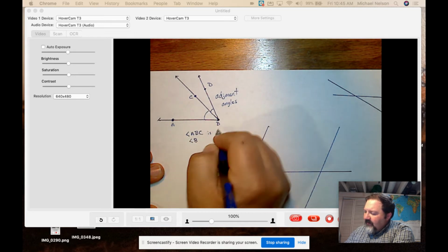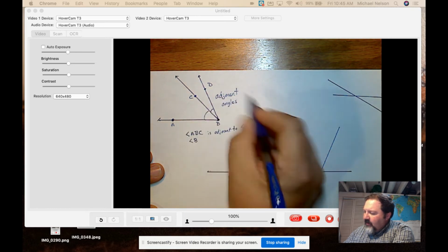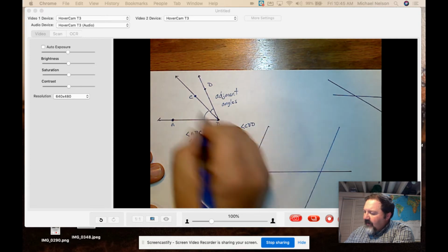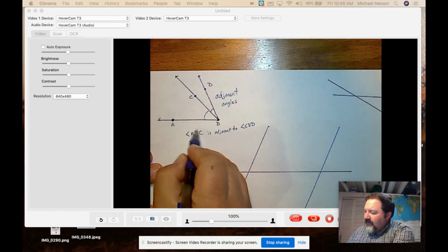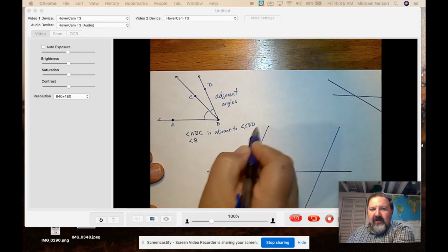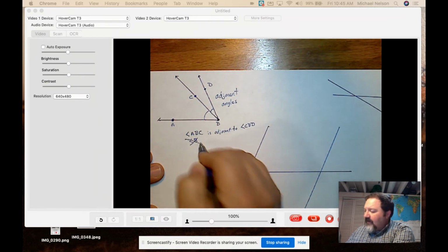So angle ABC is adjacent to angle CBD. Okay, we've named our angles according to the 3 points. Vertex is always in the center. And you can see why you wouldn't abbreviate this one, because that would confuse it. There's two angle Bs in this case, so that's out for that.